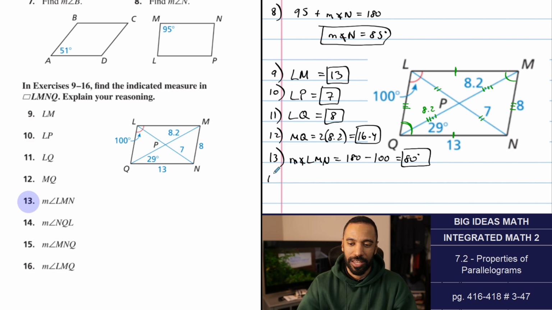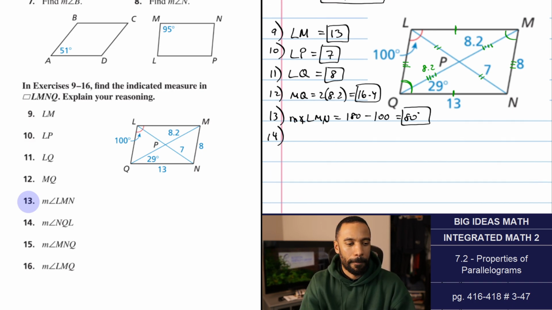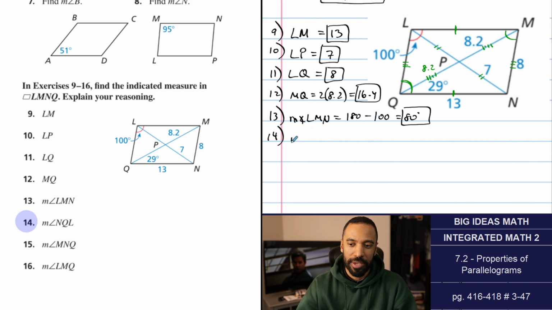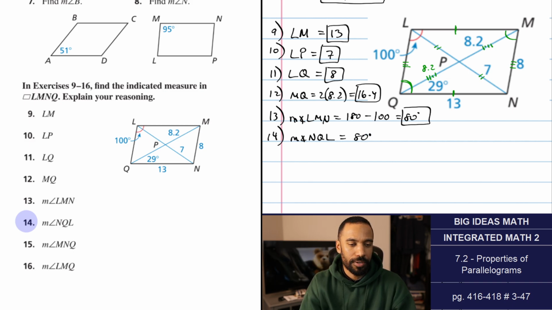Good thing I was just on that line now. Number 14. Measure of angle NQL. Where's that? NQL. Okay, this is the one that was opposite the other one. So those are congruent, the big M and the big Q. Measure of angle NQL, that'll also be 80 degrees, given that opposite angles are congruent.